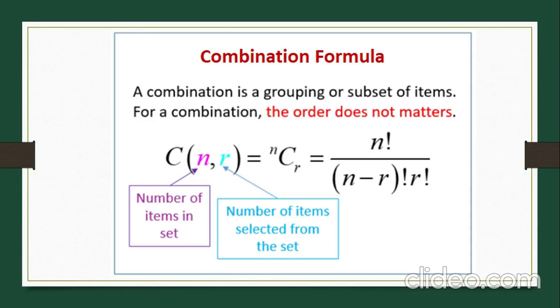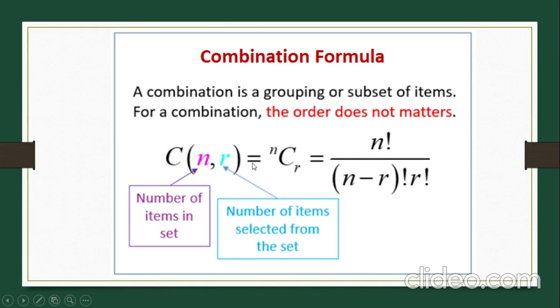What is a combination? A combination is a grouping or subset of items. And take note, in combination, the order of objects does not matter. So how are you going to solve for a combination given the n, which is the number of items in the set, and r as the number of items selected from the set?